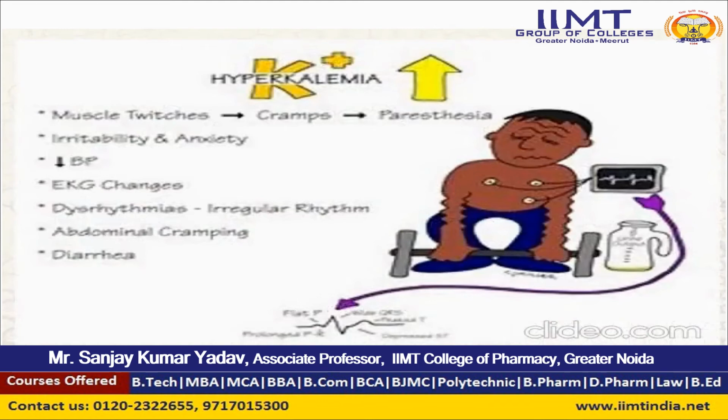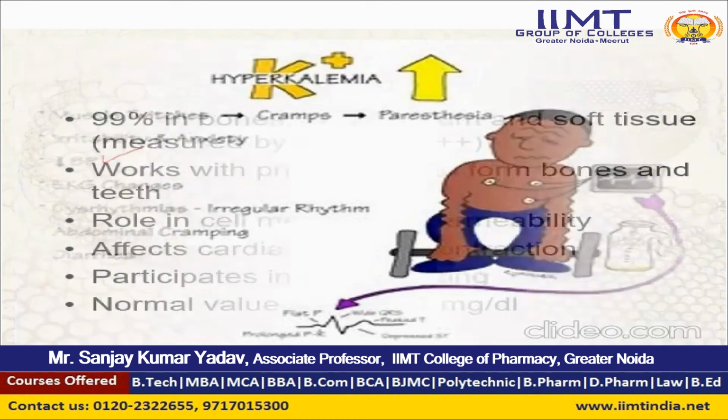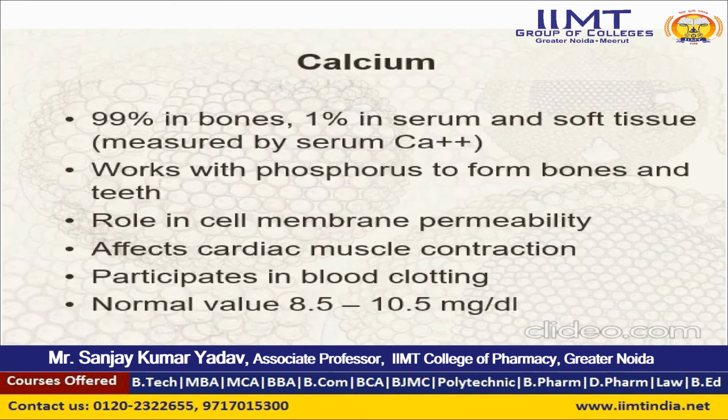So you can go through and imagine, write, and make a sentence under this. You can just see these problems: twitching, cramps, paresthesia, irritability, anxiety, hypotension. Hypotension means blood pressure decreases. So likewise, problems can occur. In that, calcium is one more electrolyte.